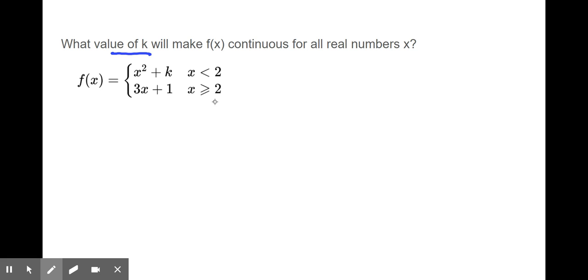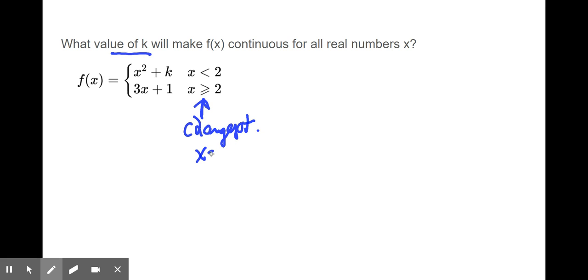So let's take a look at our function and see if we can analyze it a little bit. Let's see if we can figure out a place where it might be discontinuous. Well, if we look at this, x squared plus k, if k is a number, there's not even a denominator here. So there's no way this piece by itself would be discontinuous. Same thing with the bottom piece, 3x plus 1. No way that piece would be discontinuous. So then the question is, where might it be discontinuous? And that's here at x equals 2, the change point.